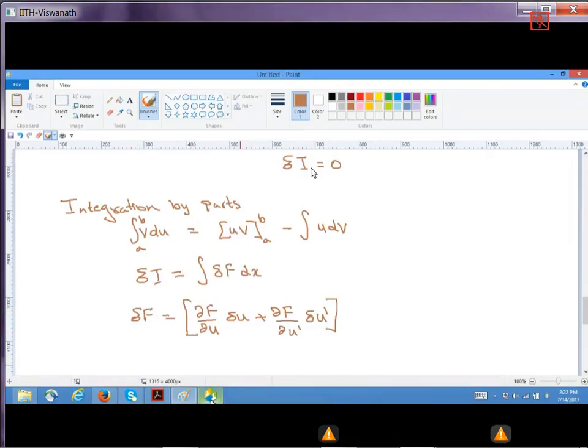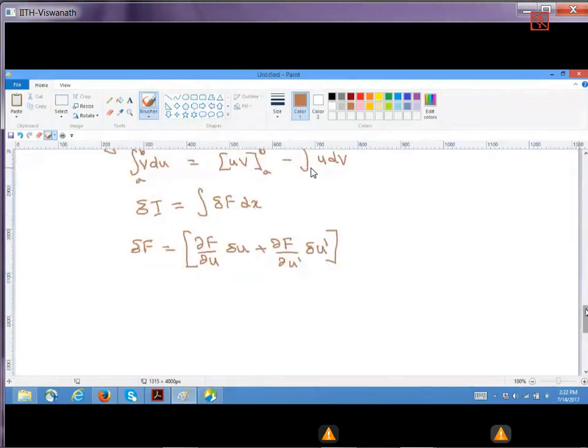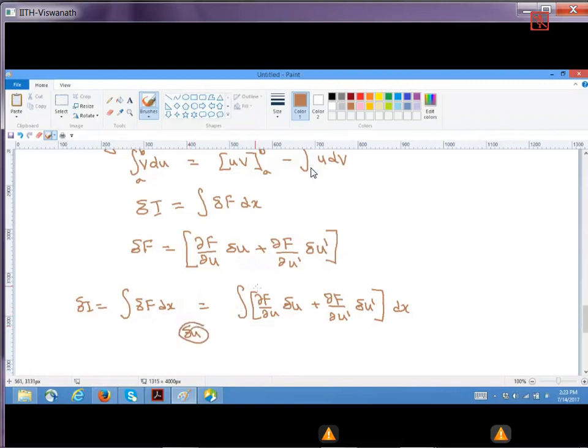Just follow it closely, you will understand why I'm doing all these things. Now let me write it. Delta I is equal to the integral of delta f dx, which can be written as the integral of dou f by dou u delta u plus dou f by dou u dash delta u dash, dx. Now why I will be using integration by parts is I want to remove delta u as a common factor for any given variation in u. In the first term I can remove it easily, but in the second term it is not that easy. So I am looking for a way to write delta u dash in terms of delta u.